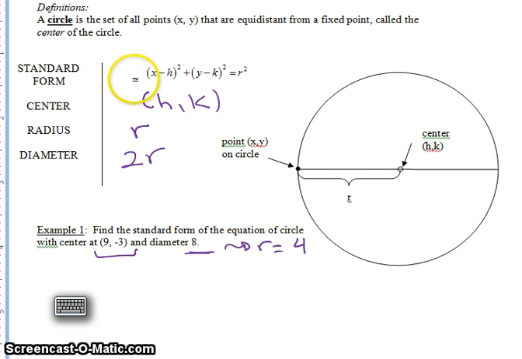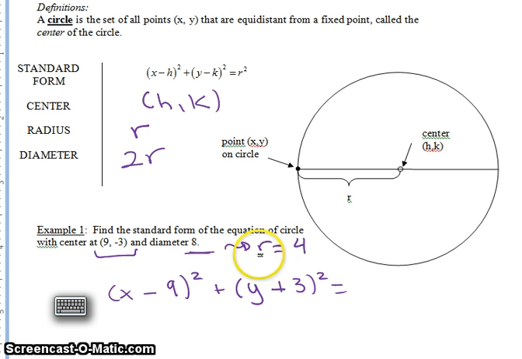So we're going to plug it into the standard form equation above. So it's x minus h, my h is 9, squared, plus y minus k, so it's minus a negative 3, which becomes plus 3, squared, equals r squared. And since the diameter was 8, the radius is 4, so 4 squared is 16. And that would be the standard form of a circle.